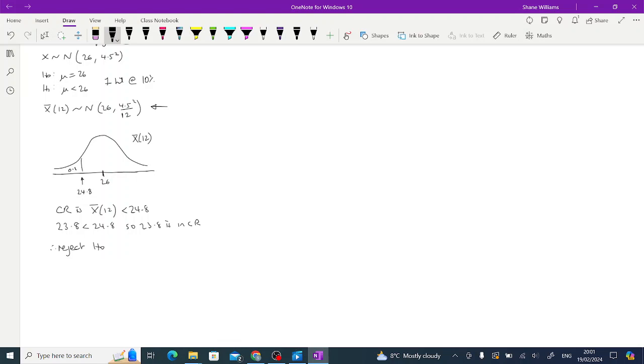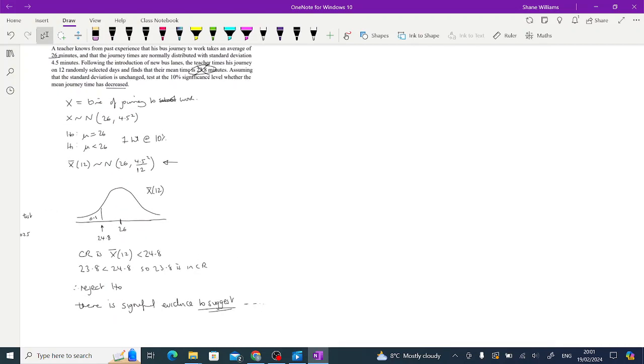And then we write the same thing we always write, give or take one or two words. There is or is not, in this case is, significant evidence to suggest, and then we copy the wording from the question, to suggest the mean journey time has decreased. That goes in there.